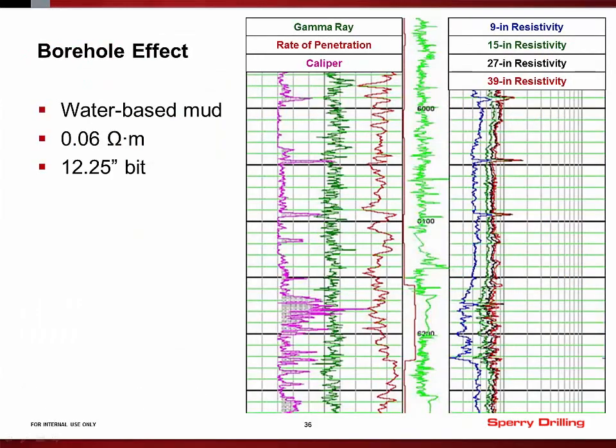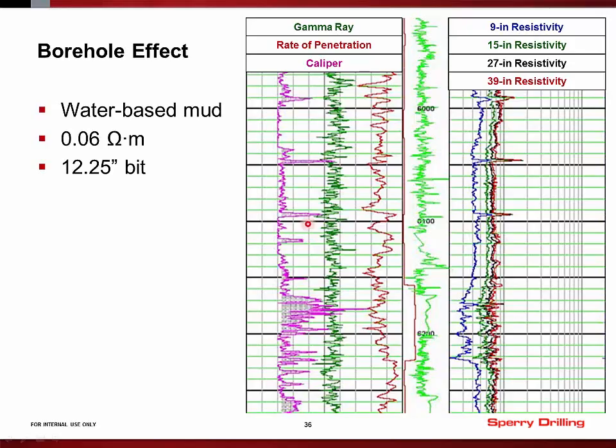The magnitude of the effect that we see on the resistivity measurements depends on several things. It depends on the size of the hole. The bigger the hole, the bigger the effect. It depends on the mud resistivity, and the lower the mud resistivity, the bigger the effect on our measurements. And it also depends on the depth of investigation of the individual measurements. All of our tools have multiple depths of investigation, and the ones which read the shallowest are the most affected by the borehole, as you might expect.